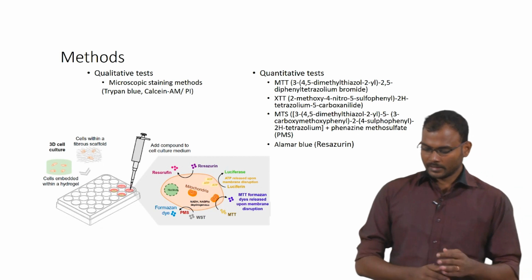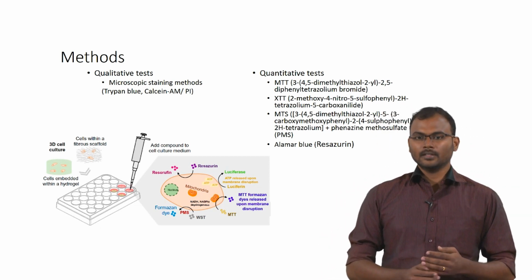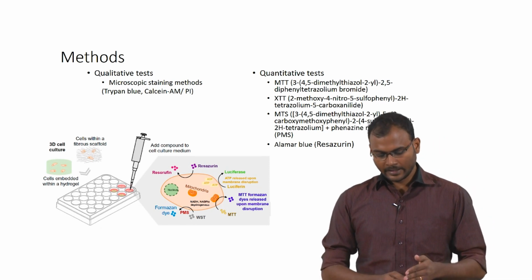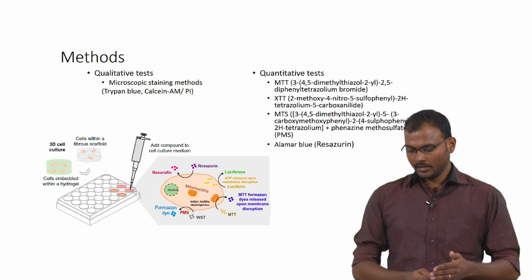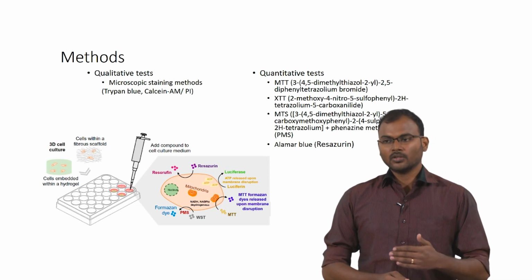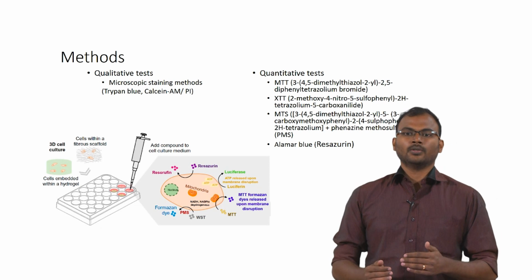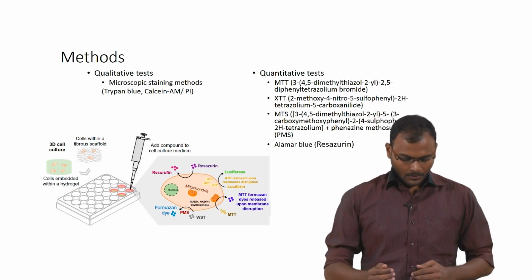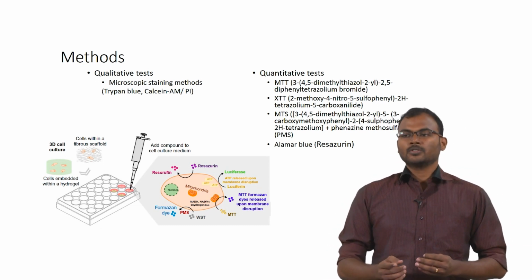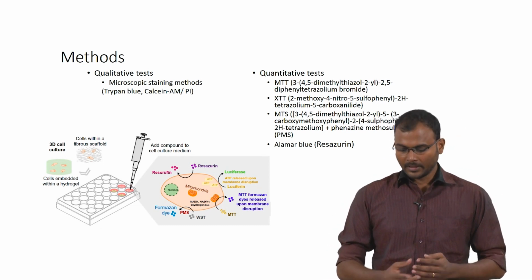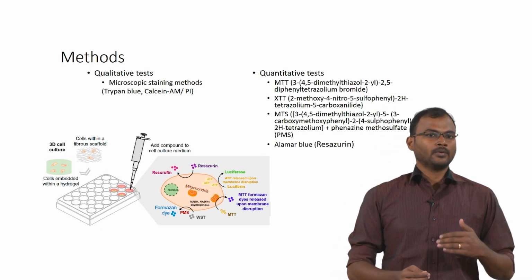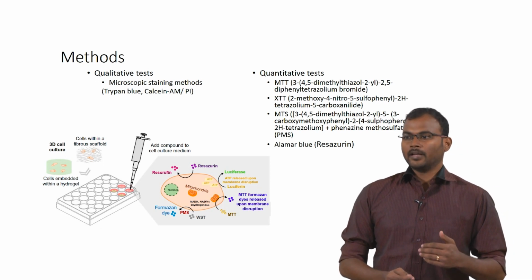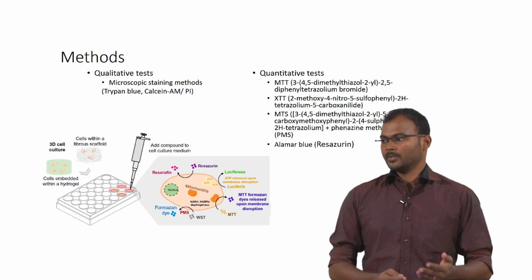And for quantitative tests, there are a lot of assays. These are the commonly used ones: MTT, XTT and MTS. All these are tetrazolium salts. What it does is, using an electron receptor, it will convert into formazan, and the formazan will give a different color. In MTT, it will go inside the cells, and mitochondrial dehydrogenase will reduce the MTT and form formazan crystals.